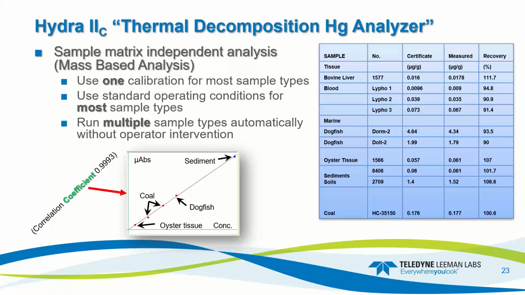So here's a great example of a calibration made with solid CRMs instead of aqueous standard. So we have our matrix independent analysis on the system because it is mass-based. So we can run one calibration curve with our standard operating conditions, and we can run multiple sample types automatically without operator intervention. You can see here we use oyster tissue, coal, dogfish, and sediment all to create our calibration curve, and it still had a strong correlation using multiple matrices.